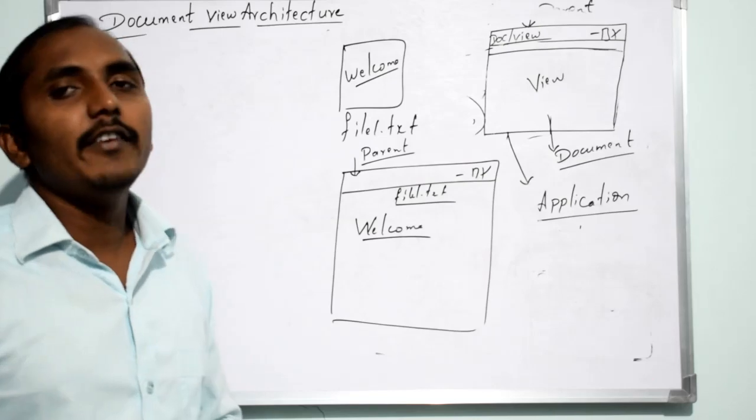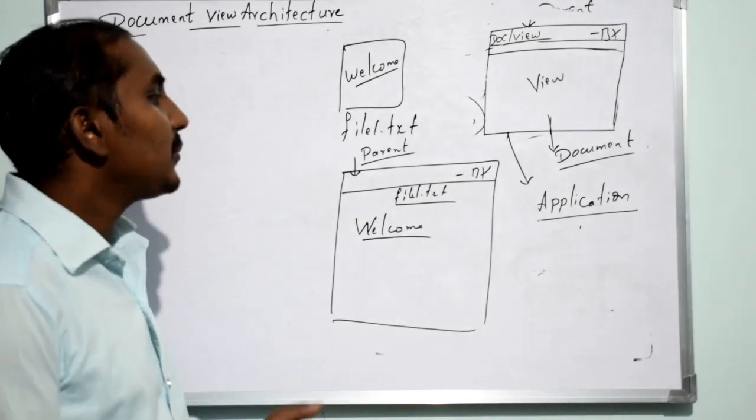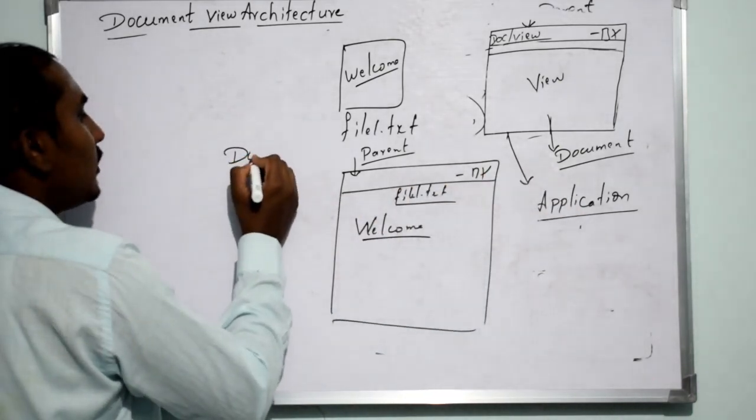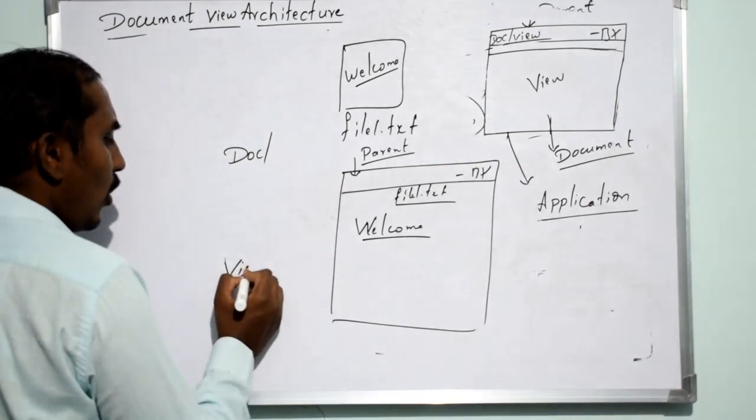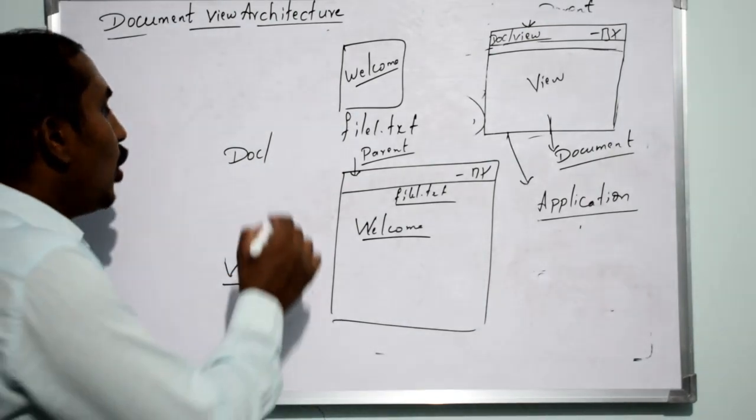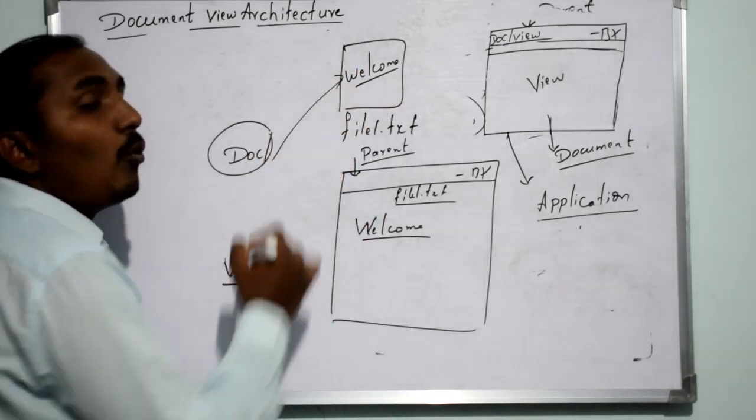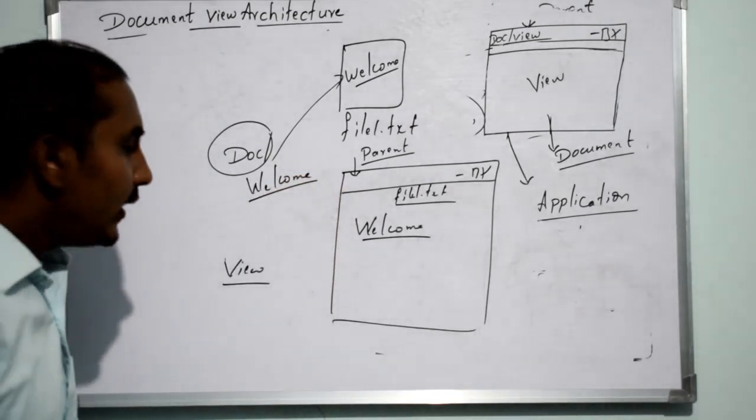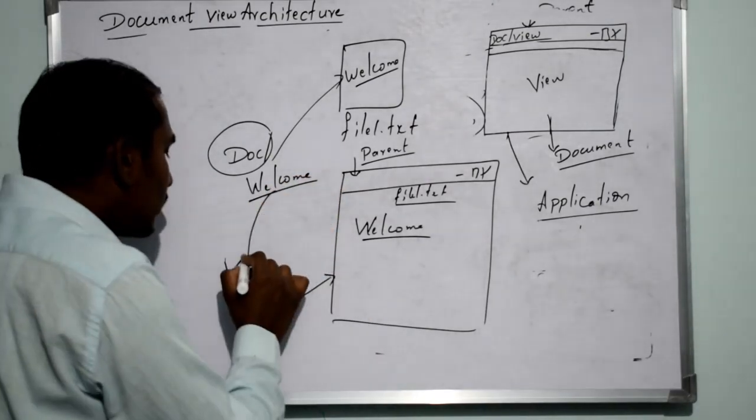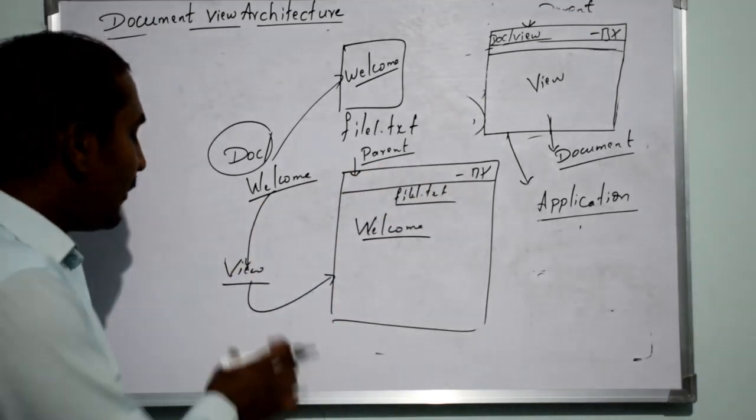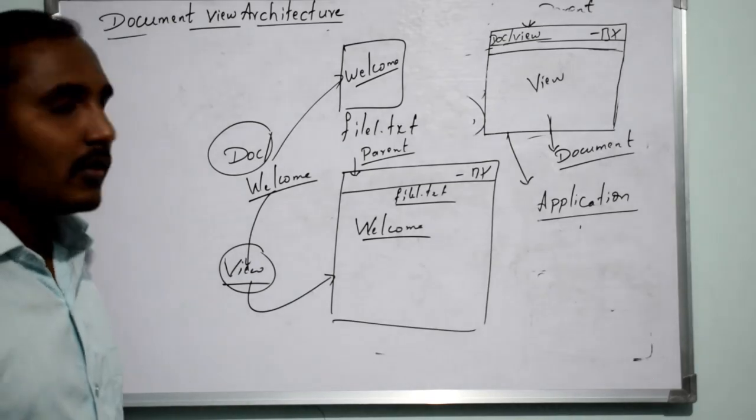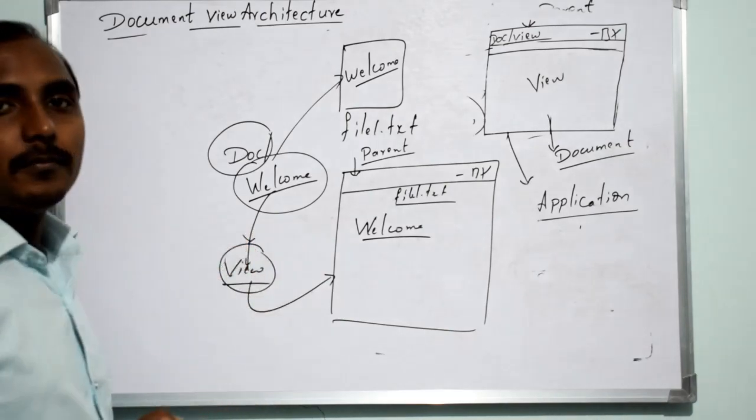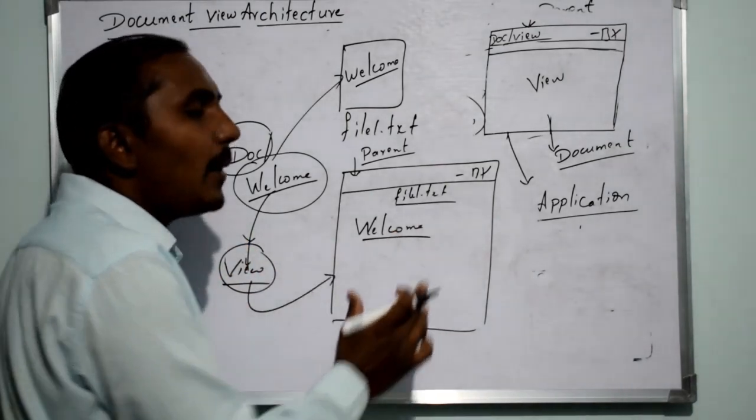Now if I want to display something on this child window, I told you there are two different types of objects: one is the document object, the other is the view object. The document object will contain the data. What is the data? The data is welcome. The view object contains the information of how this data should be displayed. So the data will be transmitted from the document object to the view object when you want to display some information on the application.